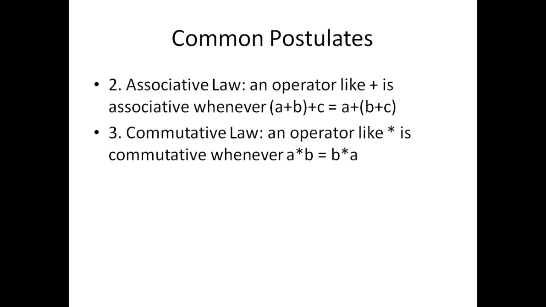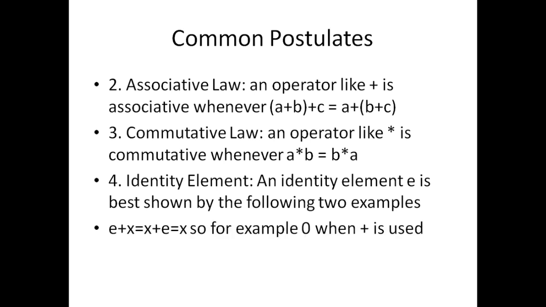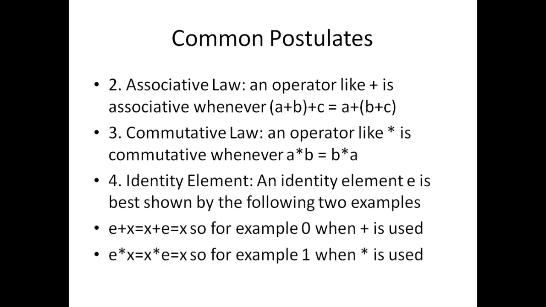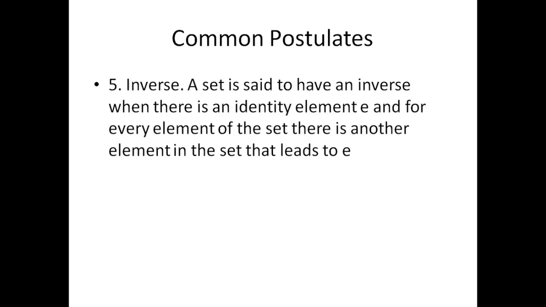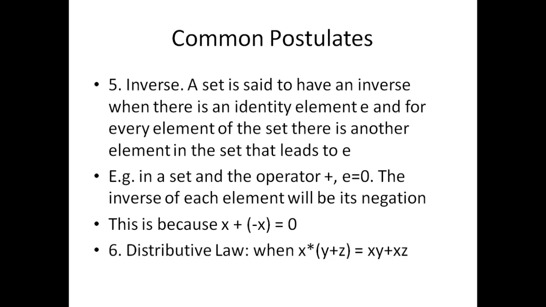We also have identity elements, which is best explained using examples. Take note of these. Identity elements are basically just numbers that you can add or multiply to x and still get x as the answer. There's also inverses, which are basically numbers that you can add or multiply to another number and get the identity element. This is best seen in this example. With the operator plus, the inverse will be the negation of each number. Then we have the distributive law, which is best shown by this example here.